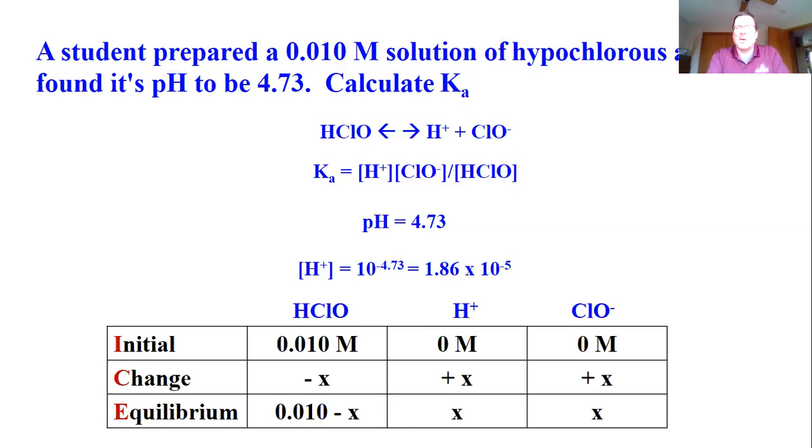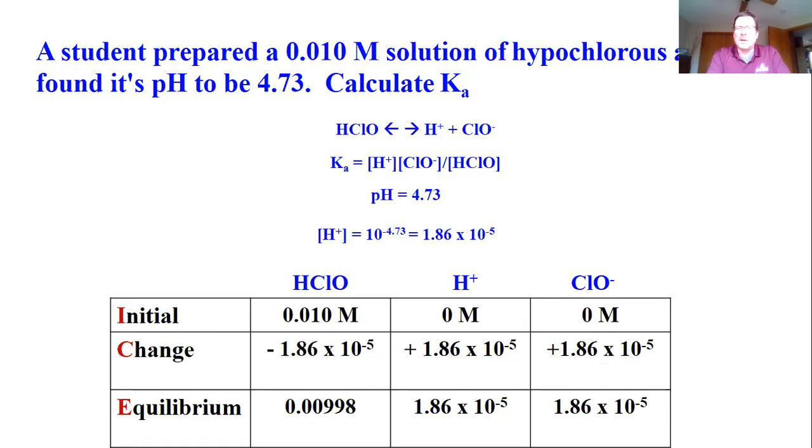So here's what I know. I know X because X is this. Since pH is the measure of the hydrogen ion concentration at equilibrium, then I know what X is. Because this is what I want. I want my hydrogen ion concentration. There it is. It's 1.86 times 10 to the minus fifth.